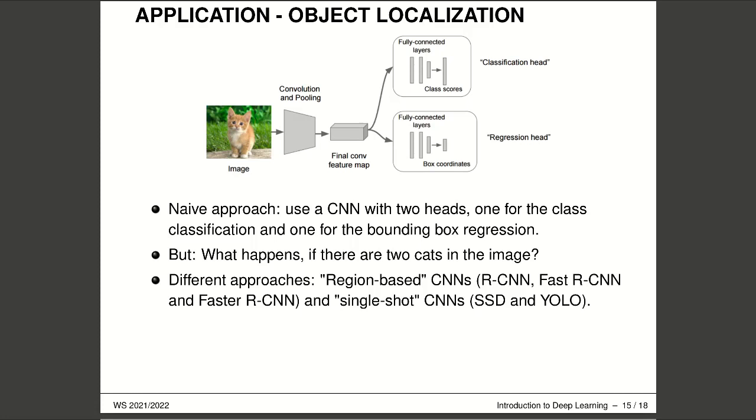There exist in the literature different approaches to solve this problem. Roughly, we can divide them into region-based methods and single-shot methods. In region-based CNN, we can name RCNN, Fast RCNN, or Faster RCNN. And in single shot, we can name YOLO and SSD as examples.